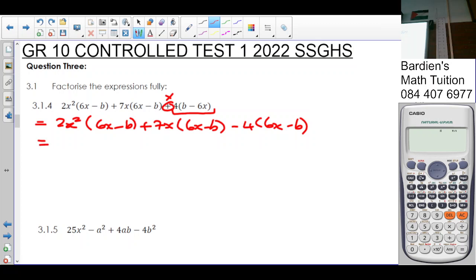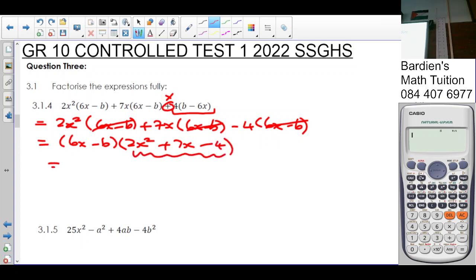Now if this had to be a negative, then you would have changed it to a positive. So what is now common? 6x minus b. You will take it out and we have 2x squared plus 7x minus 4. But what do we notice about the second bracket now? Trinomial. So you're going to get 6x minus b. What goes on the line? 1 and 2. 1 and 4. 2 and 2. Do we add or subtract the products? Subtract. So 1 times 4 is 4. 1 times 2 is 2. Subtract 2 and 4, you're going to get 2.